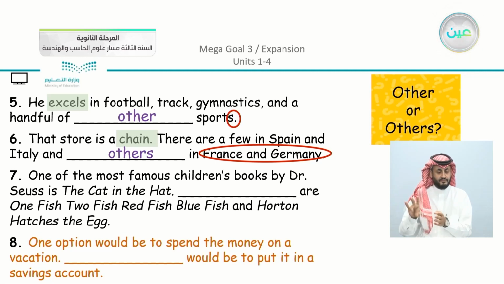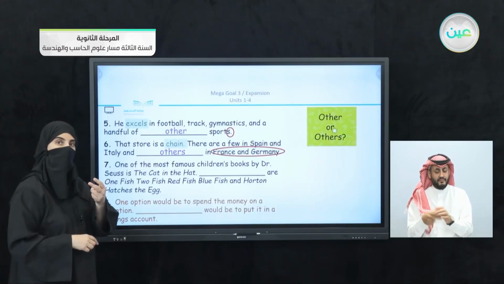Number 7, one of the most famous children's books by Dr. Seuss is The Cat in the Hat. Blank are One Fish, Two Fish, Red Fish, Blue Fish, and Horton Hatches the Egg. So actually here we are talking about 2 books.